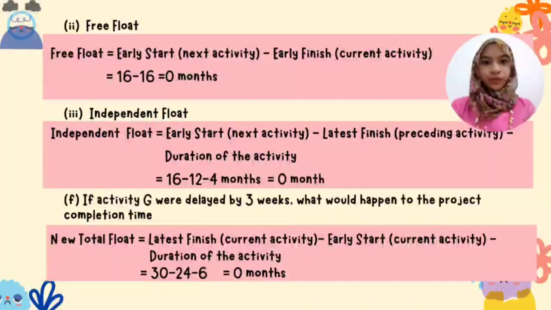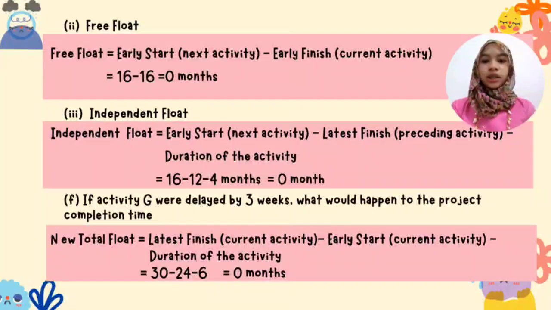Next is the free float. The formula is early start of the next activity minus early finish of the current activity. The calculation is 16 minus 16, which equals 0 months. This means if activity C is delayed, it will immediately affect the next activity, so there is no free float available. Lastly is the independent float.